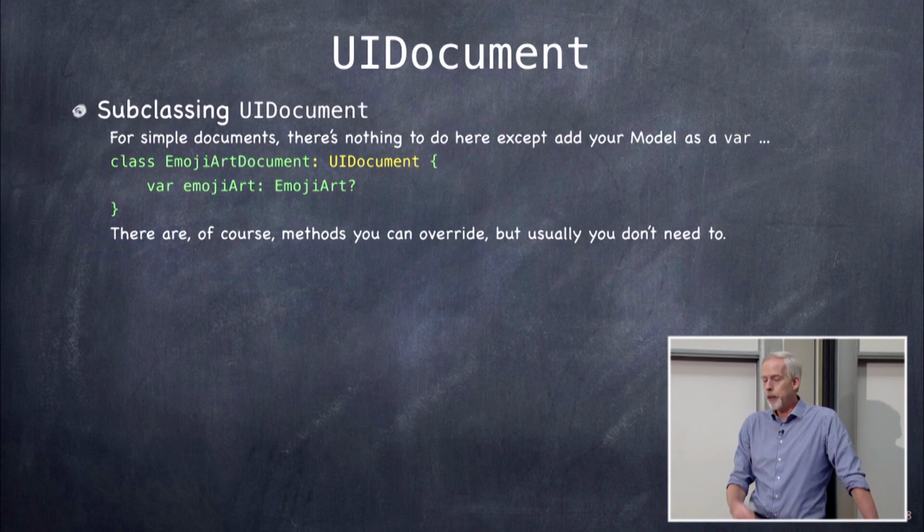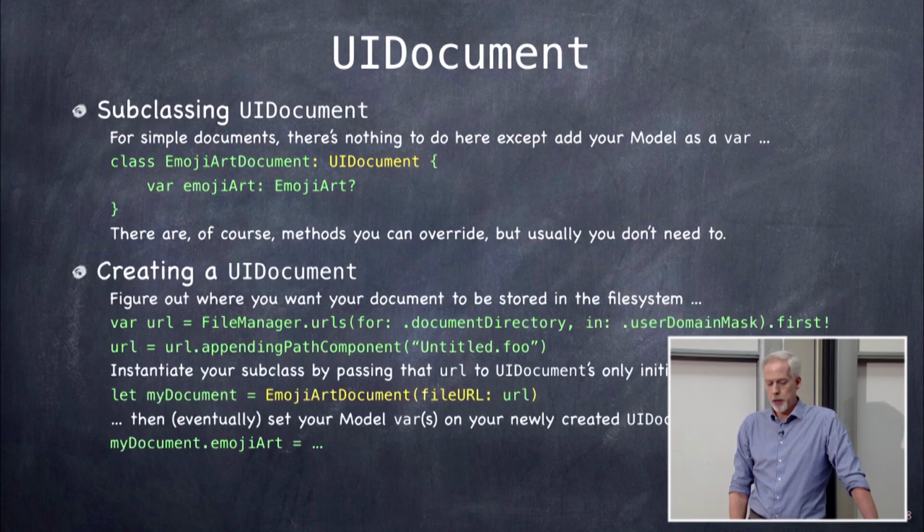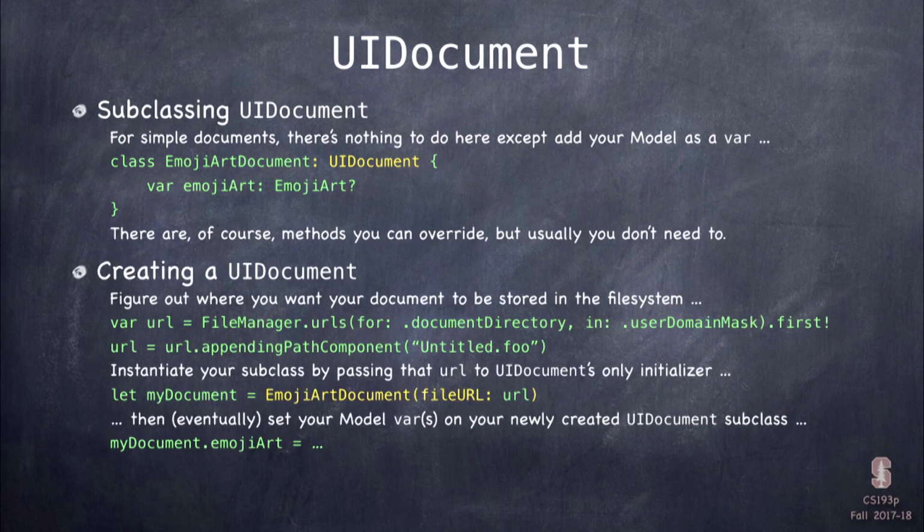Now, there are other methods you can override in UIDocument that do some things. I'll even talk about one of them towards the end. But the main two things you want to do are the reading and writing of the data. And the only thing you have to do to create a UIDocument is specify the URL it's at. The only initializer that exists for UIDocument takes one argument, as you can see in yellow right there, fileURL. And that is going to be the URL of the document.